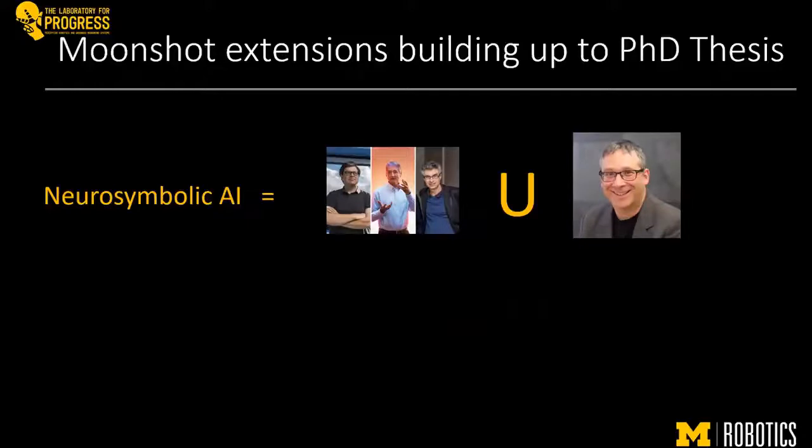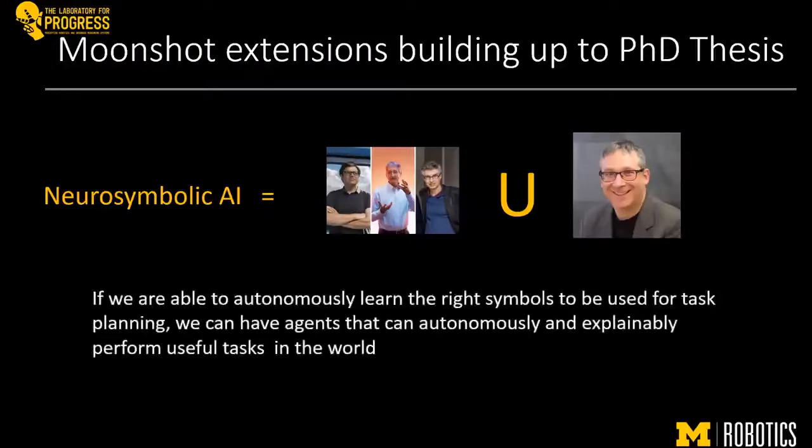The folks from IBM's MIT-Watson lab, like David Cox and sometimes Joshua Tenenbaum, come out with a bunch of papers on neurosymbolic AI. And they've done some cool things, but it's not really on the level where it's applicable to robot problems, or the kind of tasks we care about in robotics. So the hope is that we'll be able to extend my approach, or work on an approach, to learn the right symbols that can be used for task planning. We can then have agents that can autonomously and explainably perform all the useful tasks we want to perform in the world. So that's something else I want to work on. And that's it. Thank you.